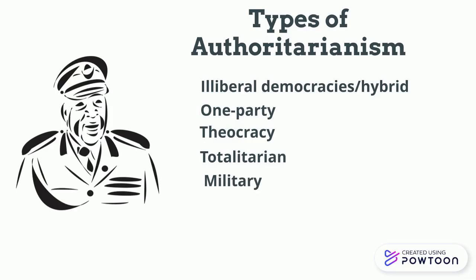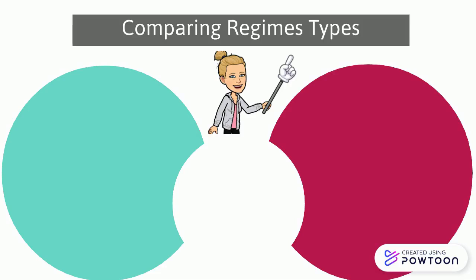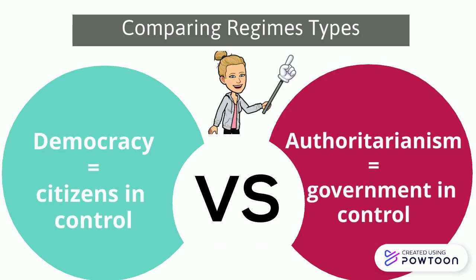So when comparing regime types, it's important to analyze the power of the people versus the power of the government to determine how democratic or authoritarian a system is.